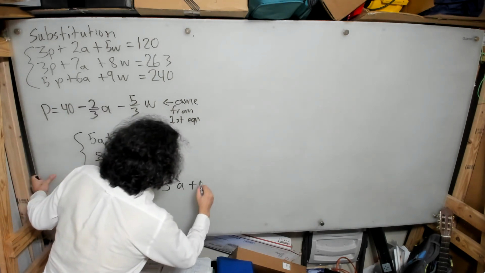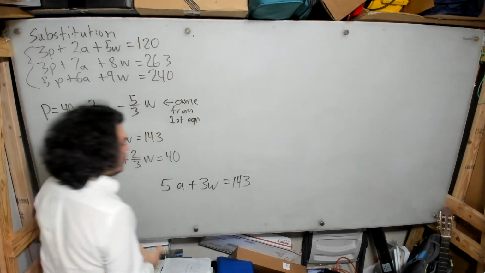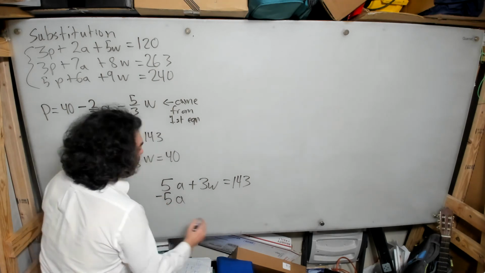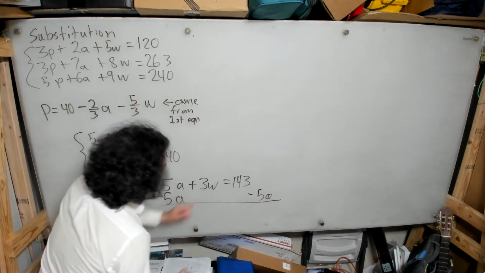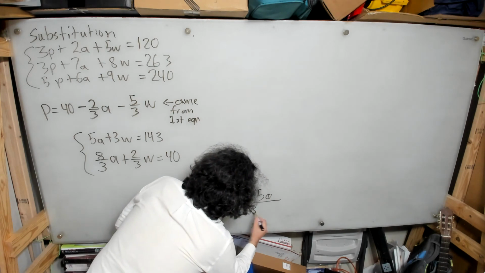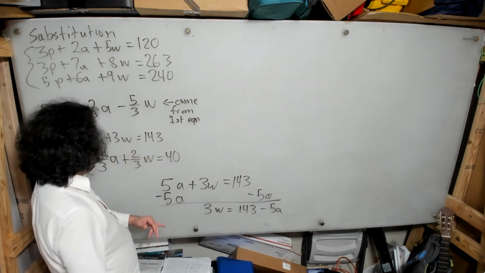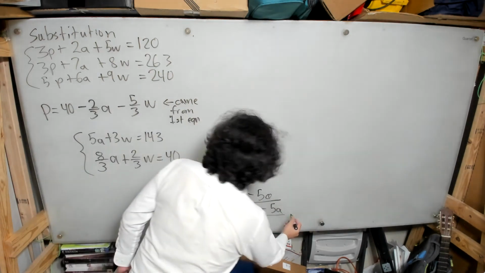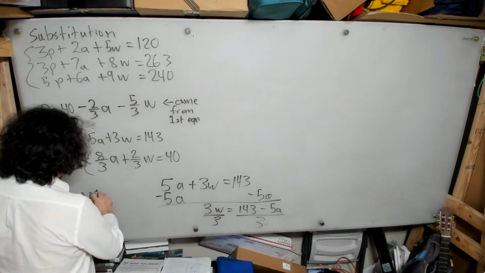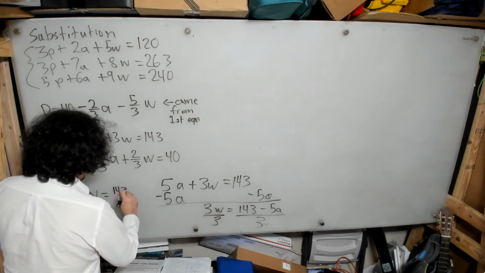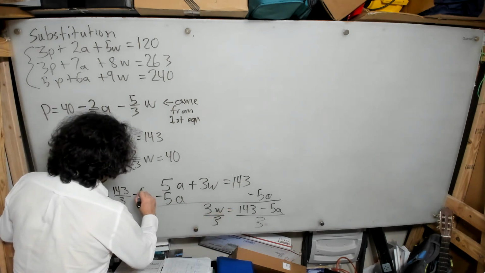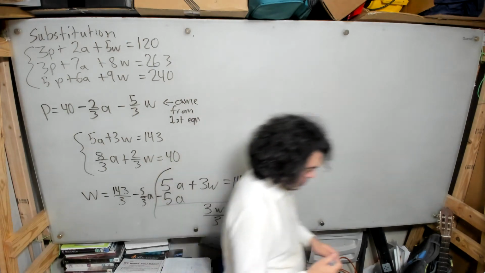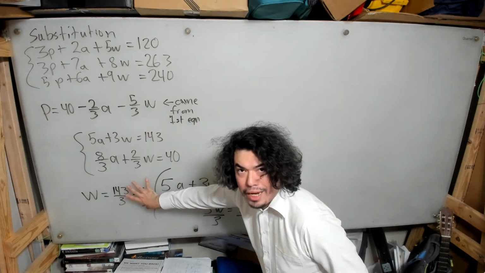5a plus 3w equals 143. I'm going to solve it for w. So I'm going to subtract the 5a to the other side. I get, therefore, 3w equals 143 minus 5a. Then I divide by 3, and I end up with w equals 143 divided by 3 minus 5/3 a. So this expression came from the first equation of this new system.